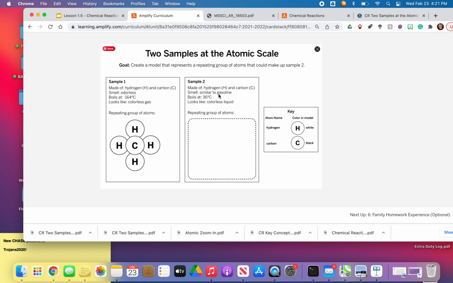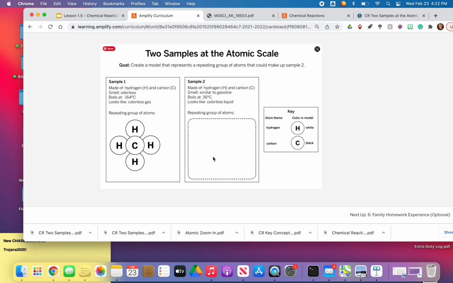The smell is similar to gasoline. It boils at 36 degrees Celsius, and it looks like a colorless liquid. Now, all of this is just to show you that it's totally different than this one. So you're not going to repeat this pattern. That would be the only thing that you would do that was wrong. Do not put 4 hydrogen and 1 carbon over here and make it similar, because they do not have similar properties. It can't be right.